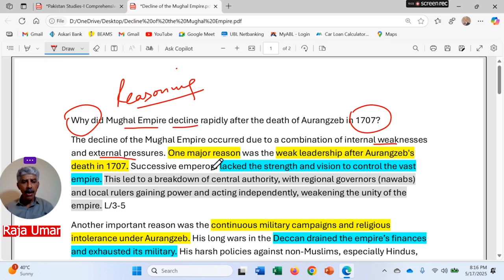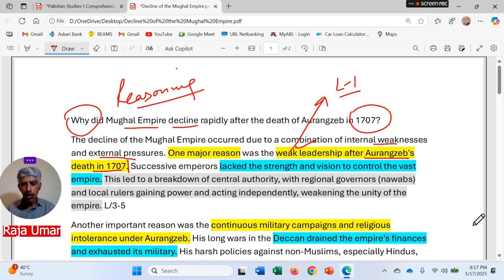One major reason, I have given this one highlighted in yellow. So do believe that this is reason number one starting. One major reason was the weak leadership after Aurangzeb's death in 1707. So this is the reason given. So keep in mind that if a student is really weak and unable to write anything and writes only this one, that one reason was the weak leadership after Aurangzeb's death in 1707, it means that this is a level one sentence, right?